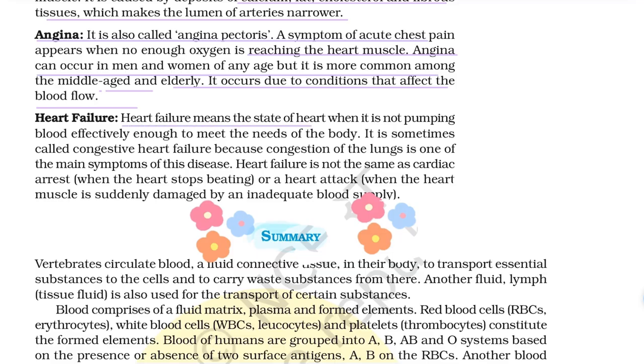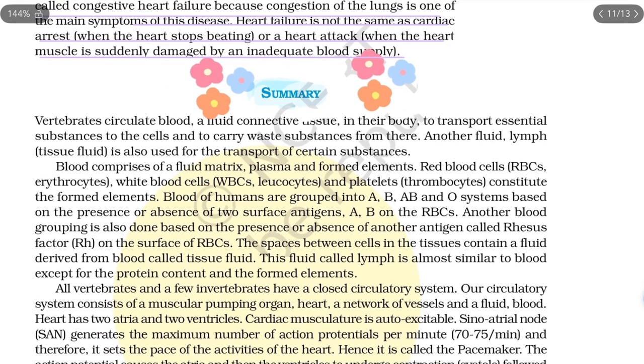Heart failure. Heart failure means the state of the heart when it is not pumping blood effectively enough to meet the needs of the body. It is sometimes called congestive heart failure because congestion of the lung is one of the main symptoms of this disease. Heart failure is not the same as cardiac arrest, when the heart stops beating, or a heart attack, when the heart muscle is suddenly damaged by an inadequate blood supply.